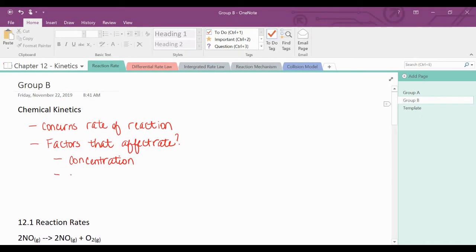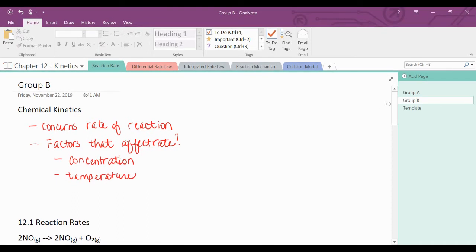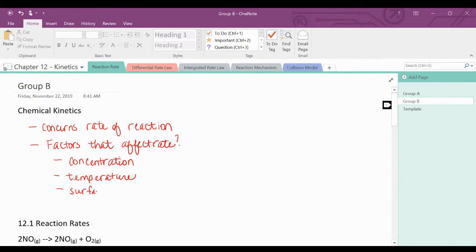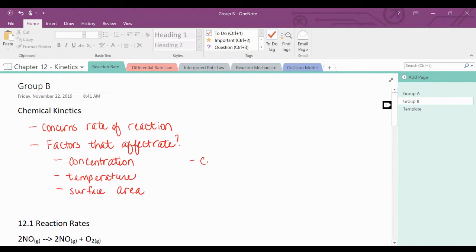We can change the temperature, and that could possibly affect the rate of a reaction. We can change the surface area, and that will affect the rate. And then other things that we could use is if we add a catalyst, that will affect the rate of a reaction, or adding an inhibitor will affect the rate of a reaction.